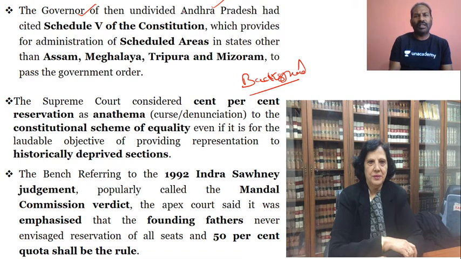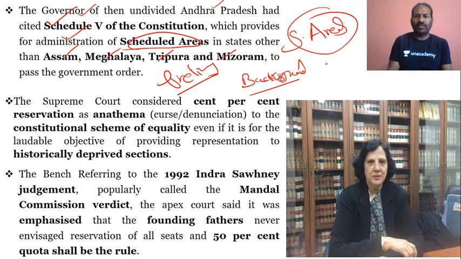So the governor then has cited Schedule 5 of the Constitution. What does Schedule 5 of the Constitution talk about? It provides for the administration of scheduled areas in the states. The other scheduled areas in different parts of India are in Assam, Meghalaya, Tripura and Mizoram. This is again important from the prelims point of view.